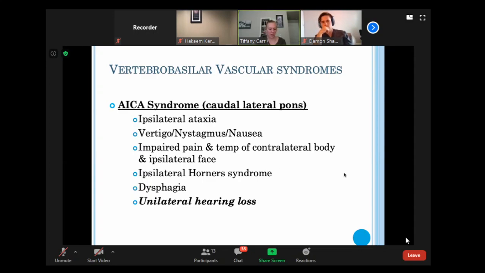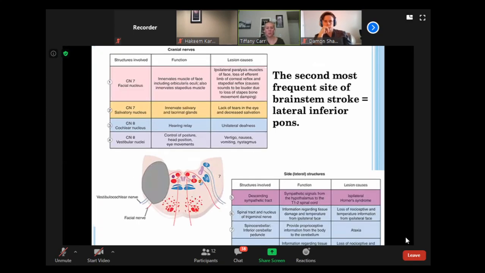So that's one of the key differences. With the PICA, you had more hoarseness, and with the AICA, you're going to have hearing loss. So kind of determining differences there.